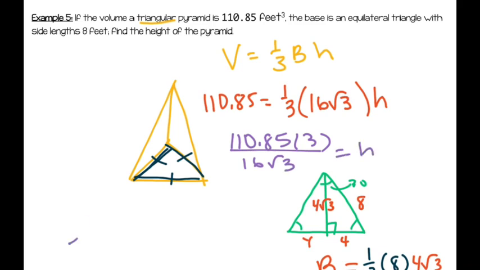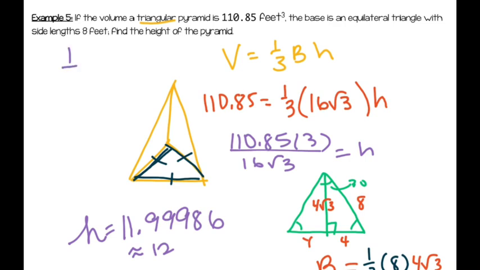So put that in your calculator. You should get the height is about equal to 11.99986. So we're going to say it's 12. If you plug that back in, you can check that to make sure it works. So if you say that 1/3 and then the area of the base was your 16 square root 3, and then if you multiply that by 12, you should get 110.85 when you round it. So of course you do have your rounding issues, but it's going to be the same number when it gets rounded. So I put that in my calculator, get 110.851. So that looks good.